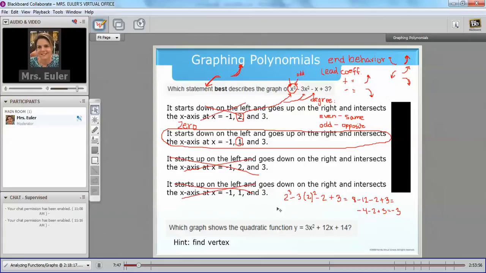And then you look at the degree. If it's an even number, then the left side of your graph is going to be the same as the right side of the graph. They're both pointing in the same direction. And if it's an odd number, they're going in opposite directions.